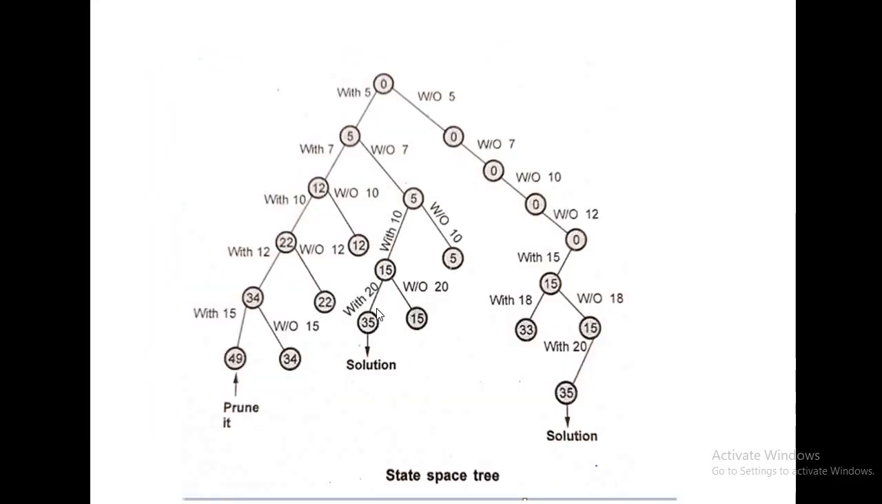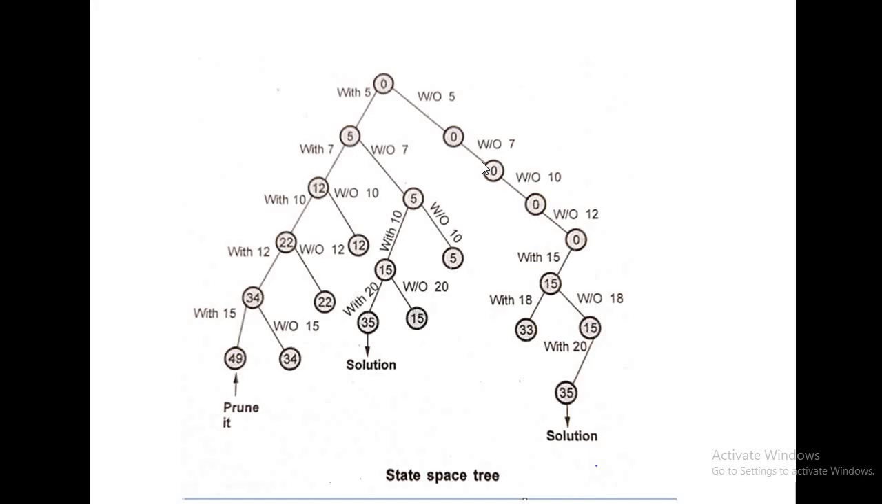So this is the state space tree. It starts with 0, with 5, without 5. Again with 7, without 7. Then again with 10, without 10. With 12, without 12. So while adding the solutions here, we can take 5 with 5, without 7. Again with 10, with 20. We can get the solution here. This is one type of solution.